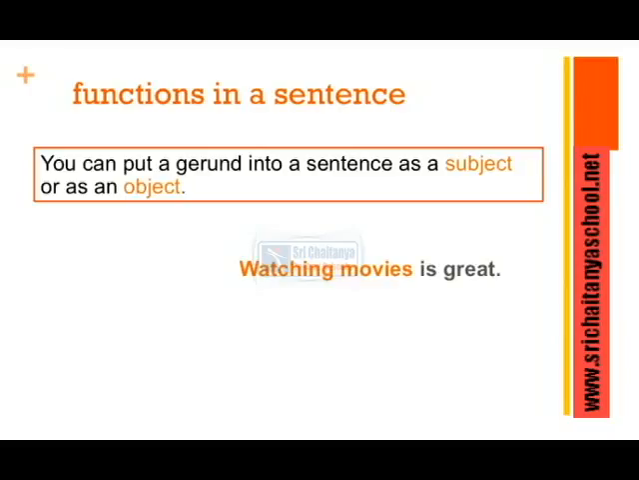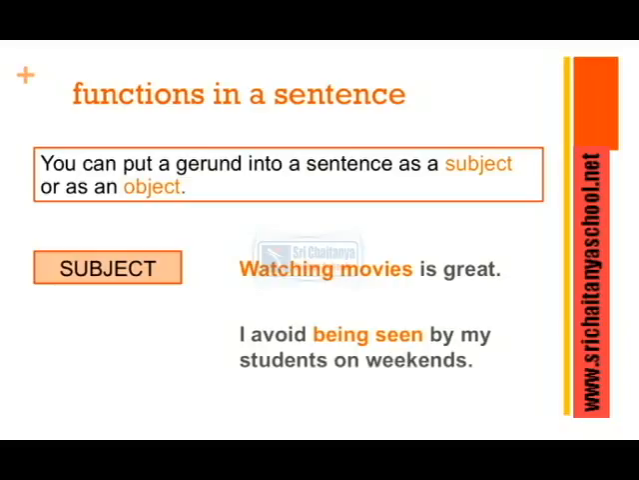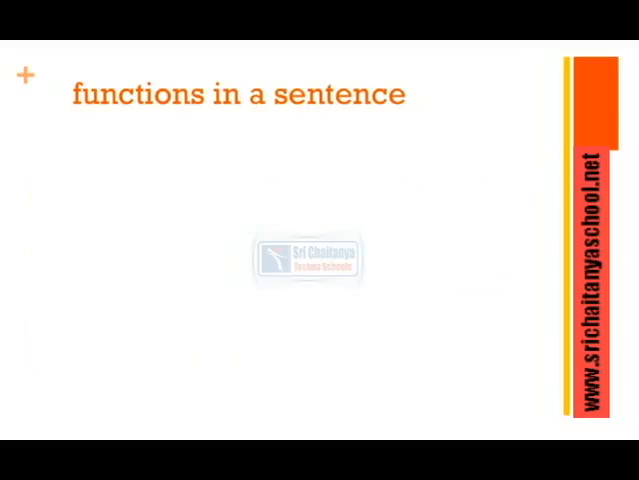Watching movies is great. Tennis is great. I am great. Here, the gerund is the subject. I avoid being seen by my students on weekends. I is the subject here, so the being seen, which is actually the gerund in the passive, must be the object. So both subject and object are possible.